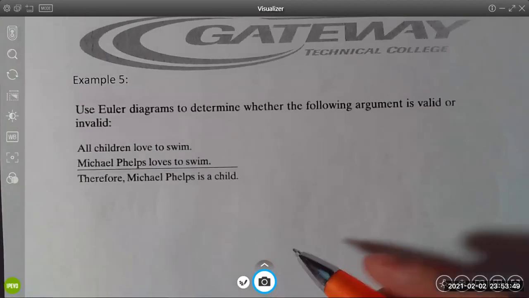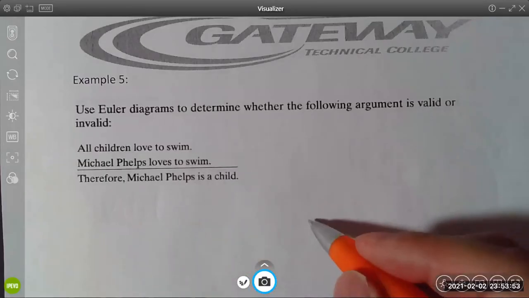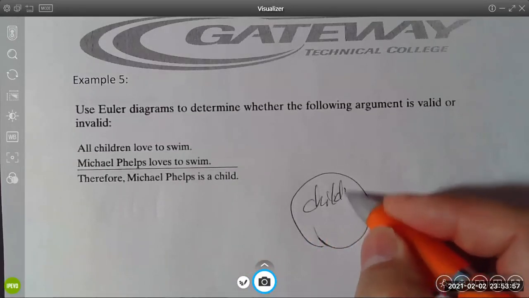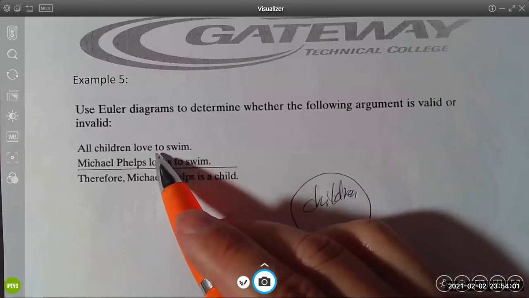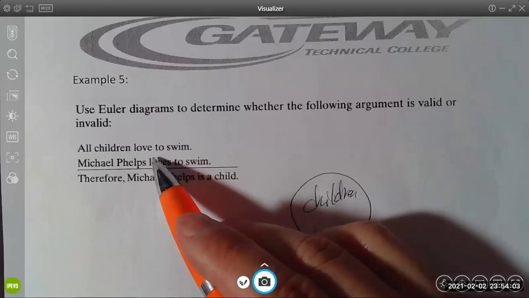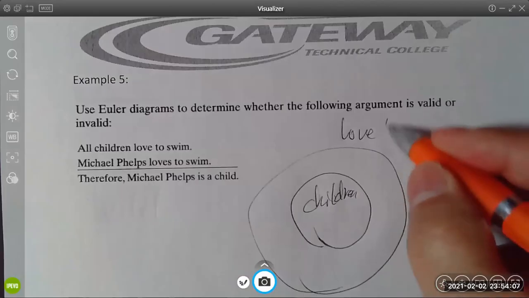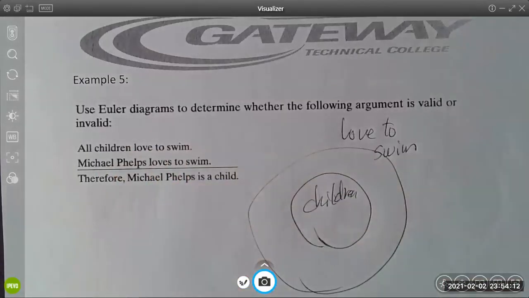All children love to swim. You see, very much the same structure. All A are B. Children circle will be inside a bigger circle to represent people who love to swim. This is the love to swim circle. We finish the first premise.